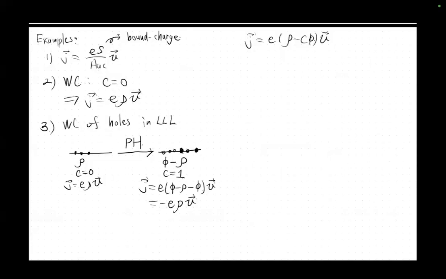Instead of having a positive current, you actually have a negative current, which is actually interesting. There's only electrons in the system, but it is allowed to carry current that's opposite of the electron charge, because you're starting from a reference that does not carry any current with it.